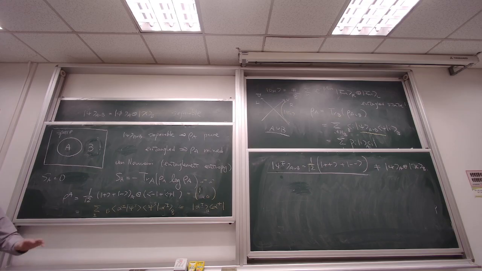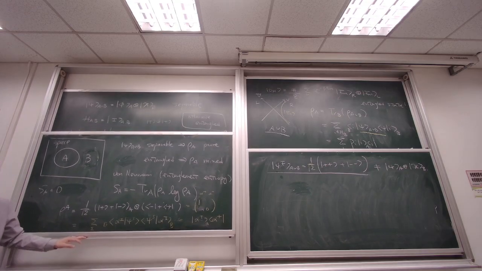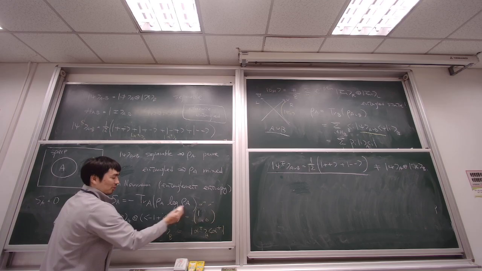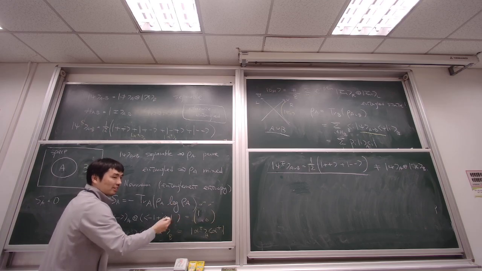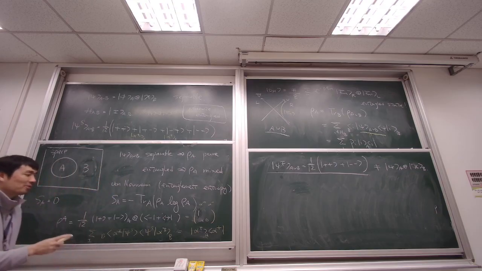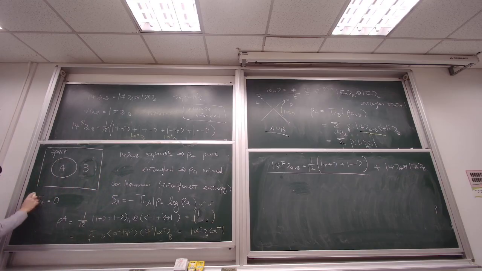Since it's a pure state, no, it's not pure. Separate state, yeah. Since it's a separable state, log 1 is 0, and if you just look at 1 times log 1, that is 0, and 0 times log 0 should be 0. So therefore, if you add them up, you get 0. So there is no entanglement. So that's why it's called separable.